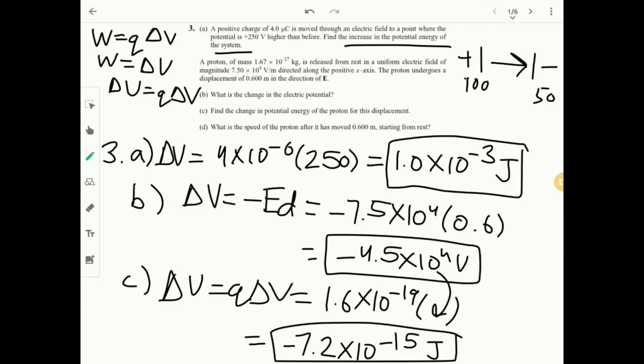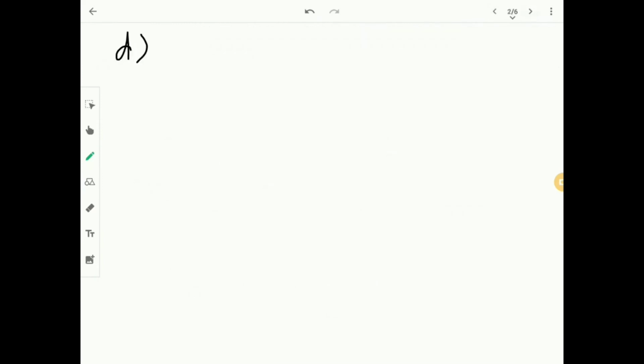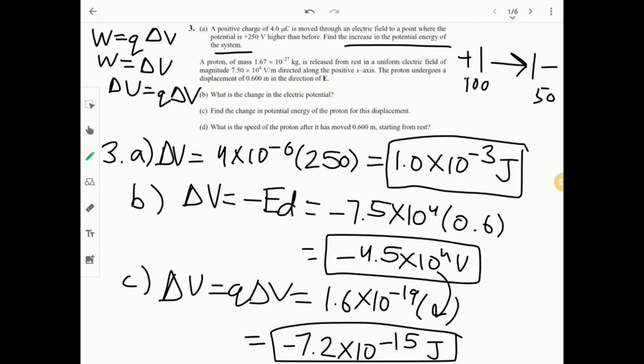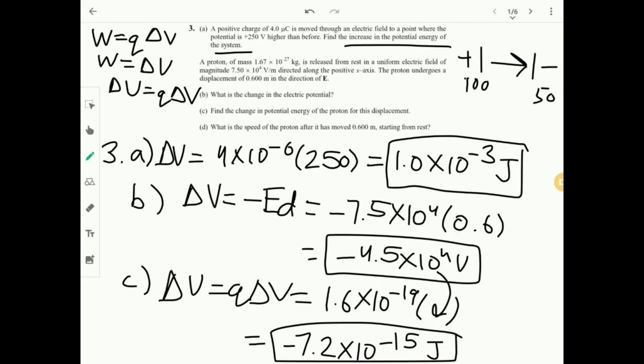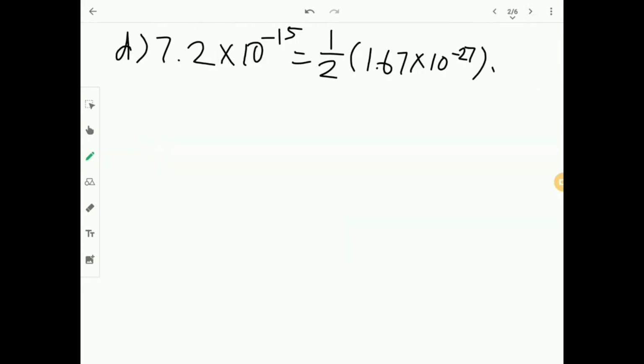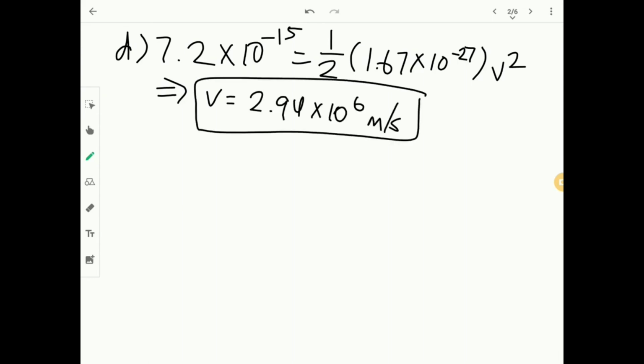So what is the energy we have lost? 7.2. But since we don't need it negative, it's 7.2 times 10 to the power of minus 15 is equal to half mv squared, right? The kinetic energy, the mass is 1.67 times 10 to the minus 27. And this is v squared, and v should be 2.94 times 10 to the 6 meters per second. And this is the velocity of the proton.